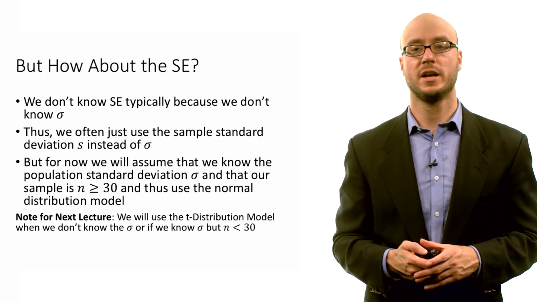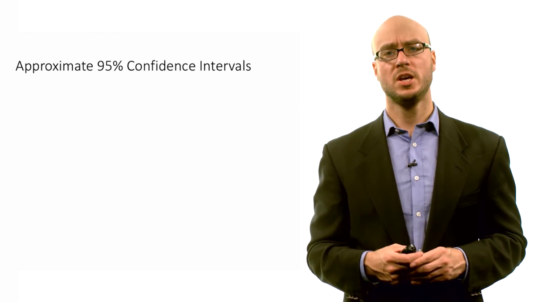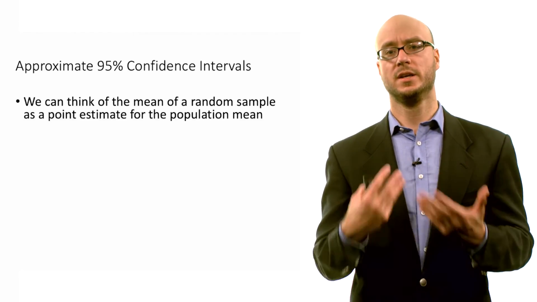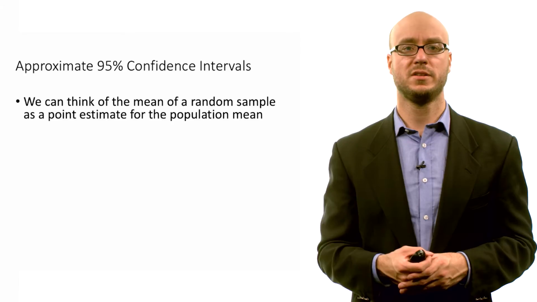In the coming lectures, we'll see some adjustments we might make when we actually have to guess the population standard deviation using the sample standard deviation S. For now, we're just going to assume that we know the population standard deviation. So let's continue with approximate 95% confidence intervals in which we assume that we know the population standard deviation.